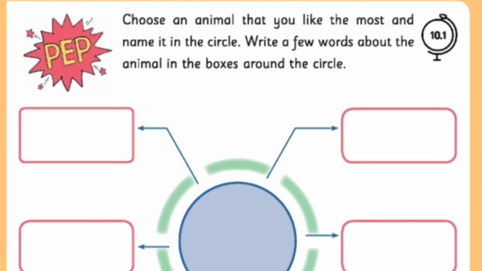Pep activity number 10.1. Choose an animal that you like the most and name it in the circle. Write a few words about the animal in the boxes around the circle.